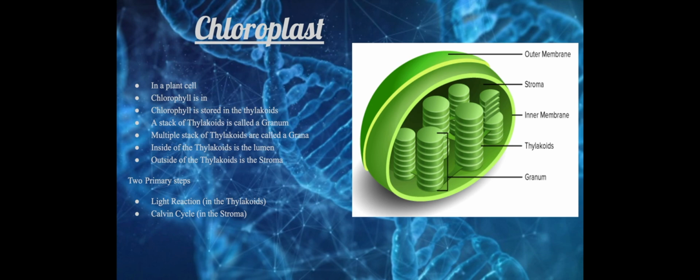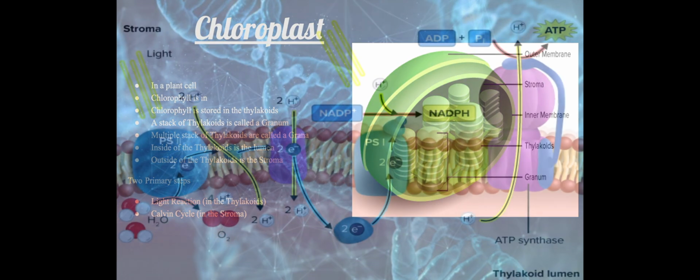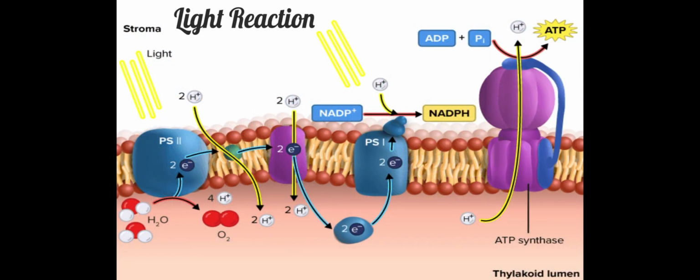There are the light reactions that happen in the thylakoid, and the Calvin cycle, which happens in the stroma. First, let's get started with the light reactions. The light reactions actually use two photosystems. They're photosystem 2 and photosystem 1. They're embedded in the thylakoid membrane. In the light reactions, NADPH and ATP are created.